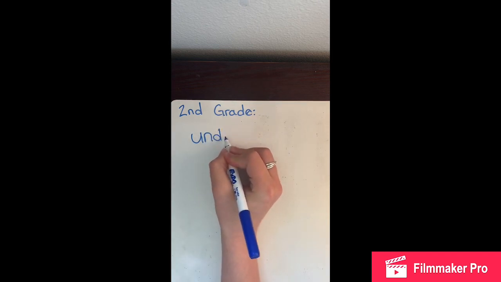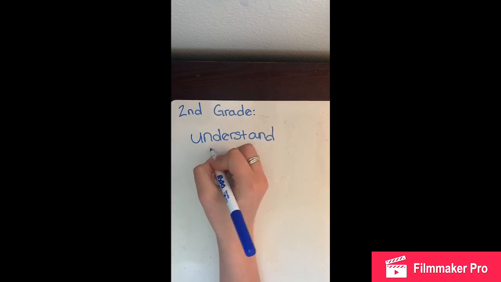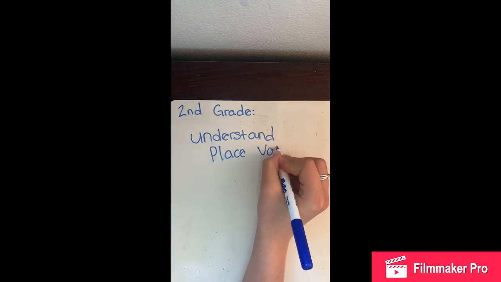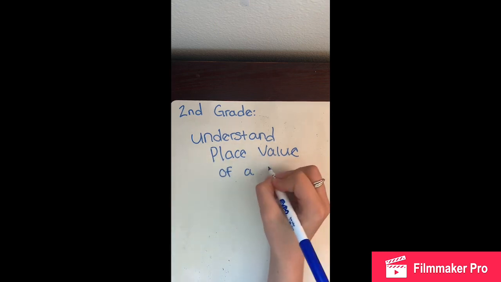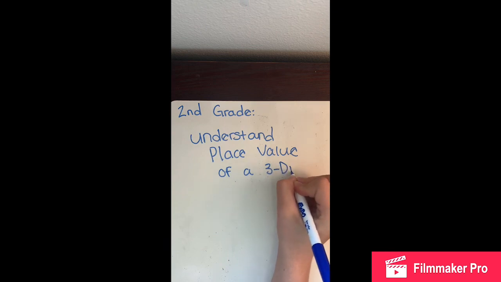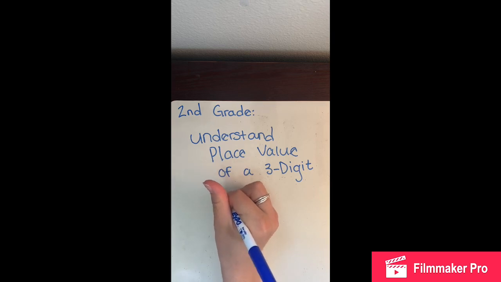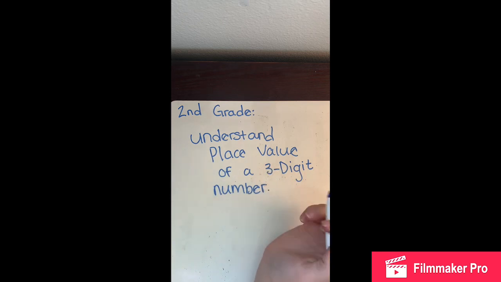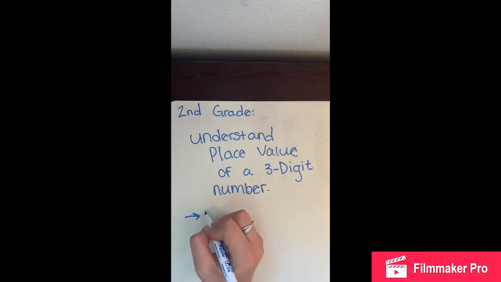Today we are going to be learning how to understand place value of a 3-digit number using our base 10 system. So I'm going to write just an arrow here. We're going to be using our base 10.